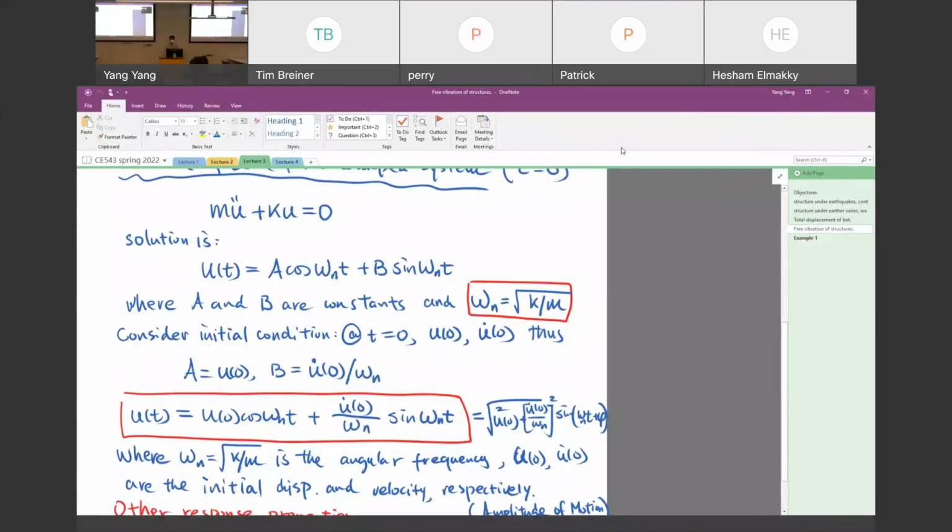So last week we talked about the response of a single degree of freedom system. Free vibration. When we talk about free vibration, that means the external load is equal to 0. Since there is no external load, how does vibration start? Initial excitation, and that's it.